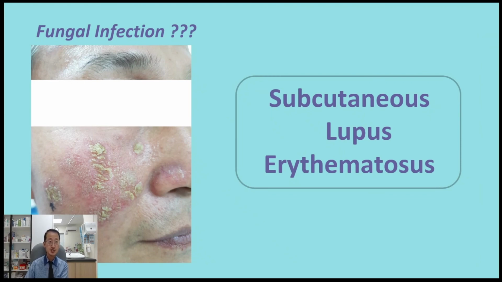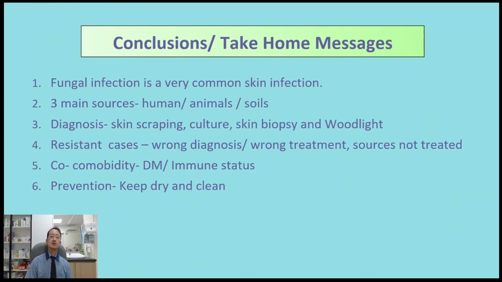Another form that looks like fungus infection: you can see this gentleman over the face. This is the biopsy site, presented with scales over the face and a ring-like structure. Now, this is subacute cutaneous lupus erythematosus. It's a form of autoimmune disease. This is not fungus.